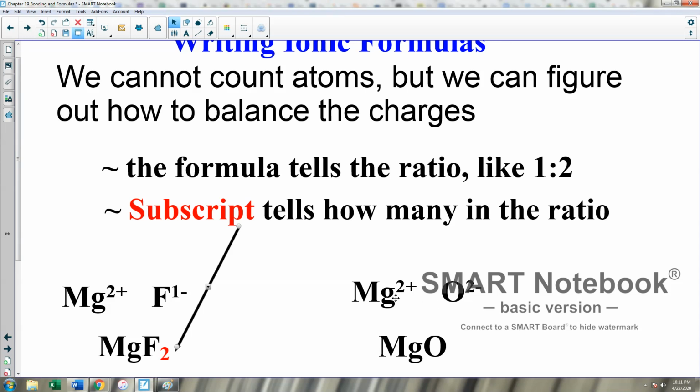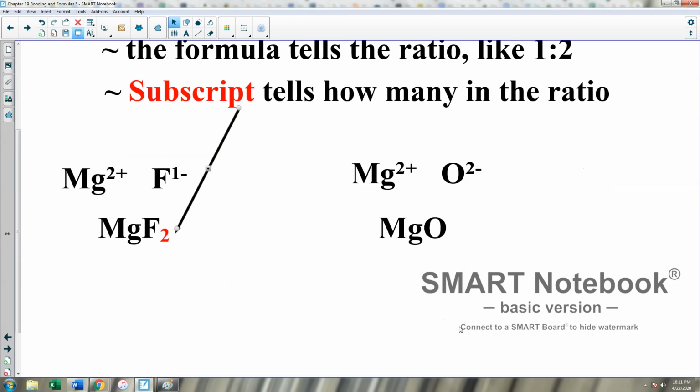If I had magnesium ions and oxide ions, I'll scroll so this isn't blocked. Magnesium ions and oxide ions, those both have the same charge. Okay, since these charges line up, I've got +2 and -2, I will have equal numbers of those. So my ratio would just be 1-to-1. I would call it MgO. So that's how I would write the formula for magnesium oxide. Remember, that's just the name of the positive ion and the name of the negative ion.